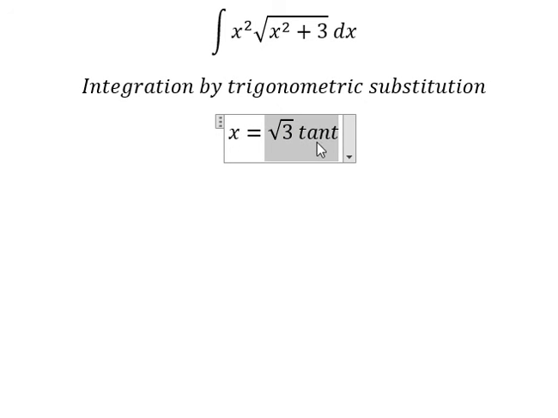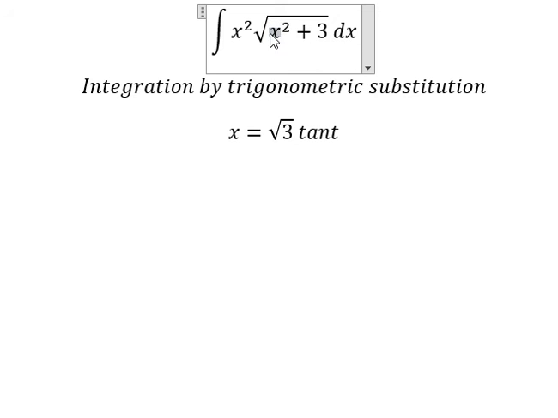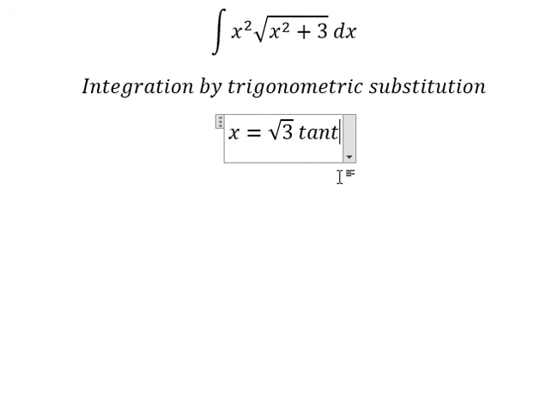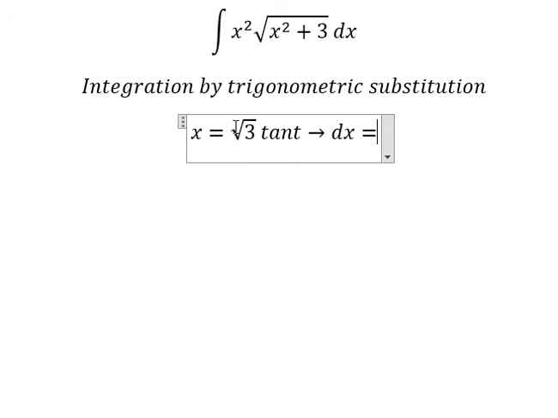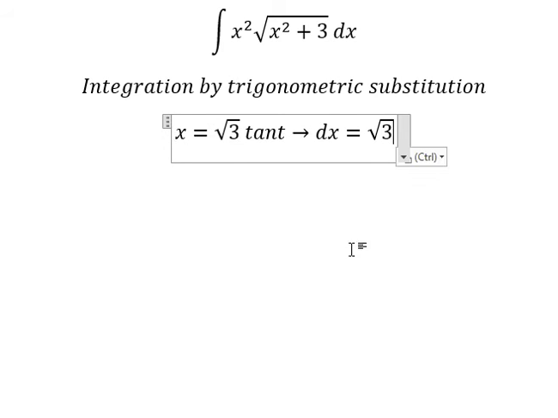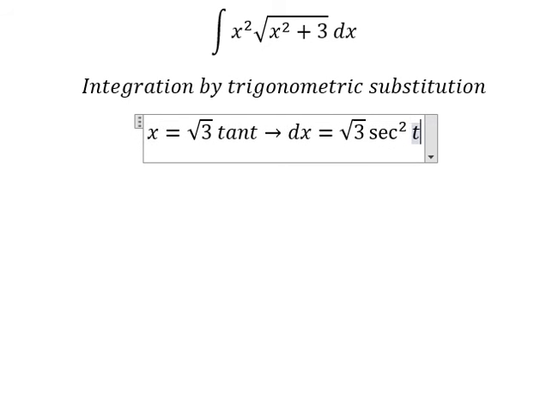Because if we put this one in here, you will get 3 tan t squared, plus 3, and we can do factorization. Tan t squared plus 1 we change to secant of t squared, and later we simplify the square root. So we first take the derivative of both sides. You get the square root of 3 secant of t squared dt.